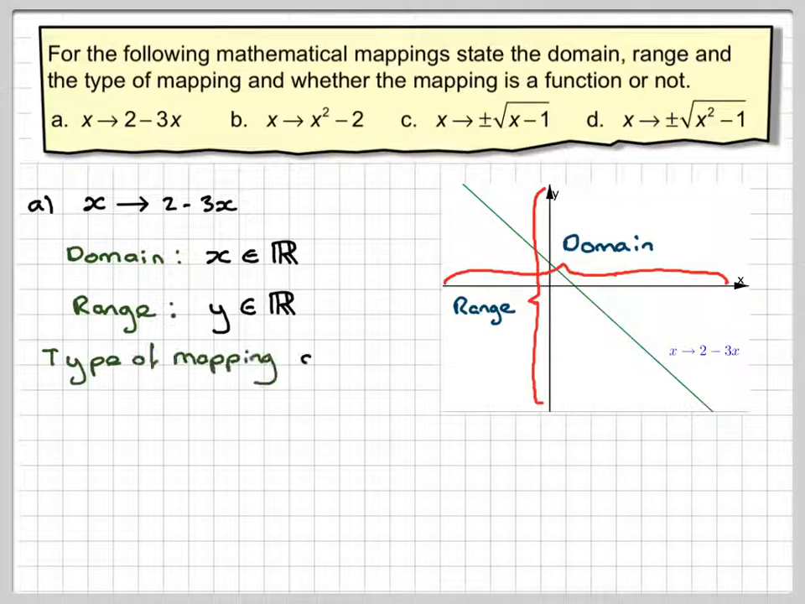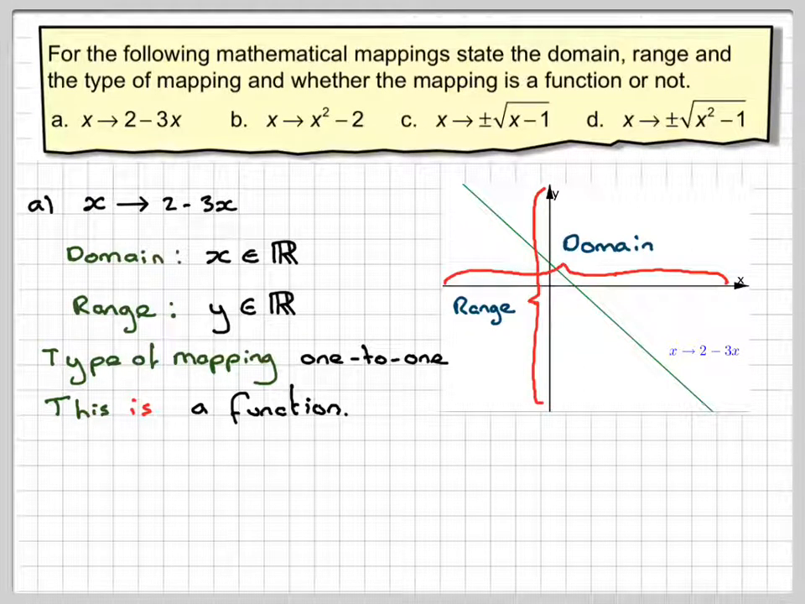Now the type of mapping is one-to-one because one thing here maps onto one thing here. Same here, one thing here will map onto one thing here. So this is a one-to-one function, and it is actually a function.